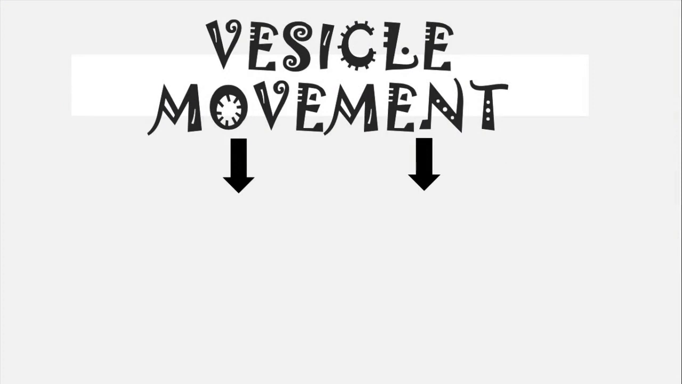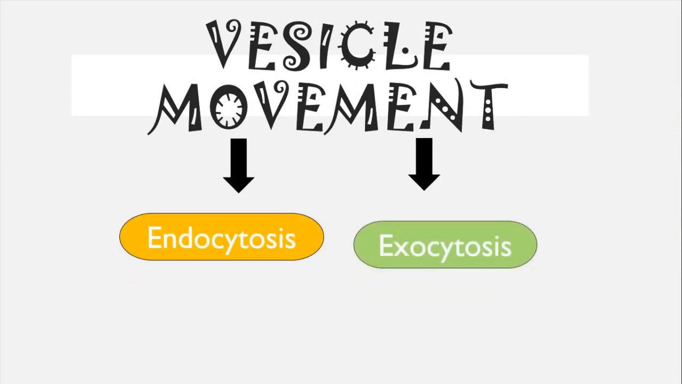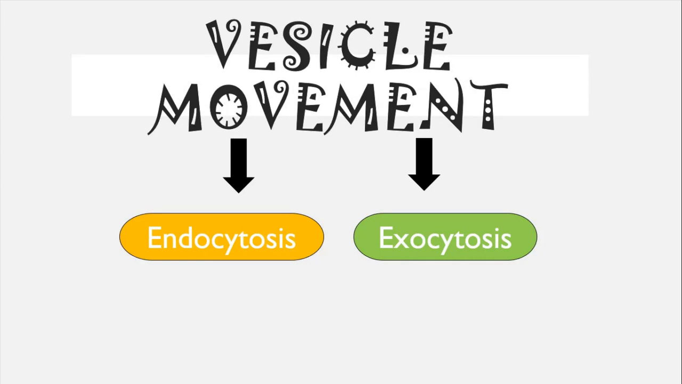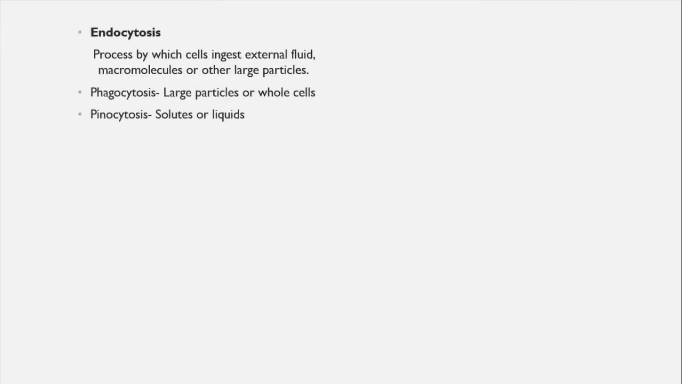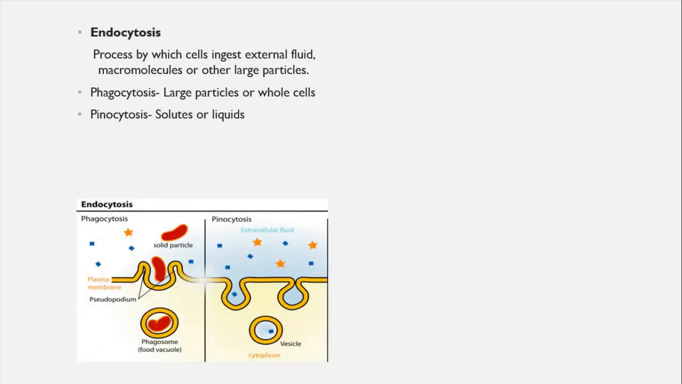Another way to do active transport is through vesicle movement, either endocytosis or exocytosis. Endocytosis brings items into the cell, and exocytosis pushes them out of the cell. Endocytosis is a process by which cells ingest external fluid, macromolecules, or other large particles.